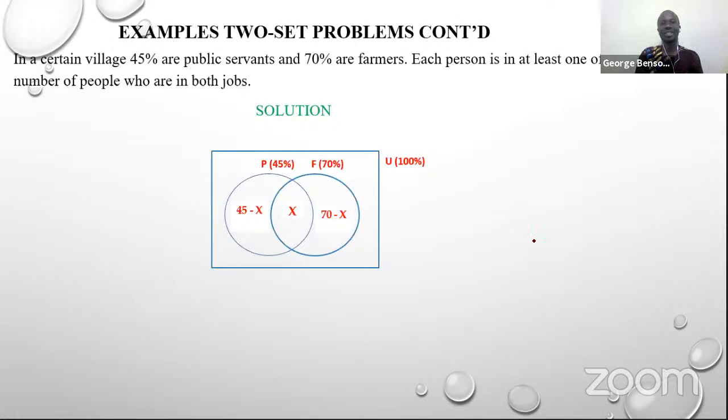And let me draw attention that anytime a question says each person is in at least one, then it means there is no neither. Please, are you with me? It means that region 4 will be 0. That means that this region plus this region plus this region should be equal to the universal set. Is that okay? All right.